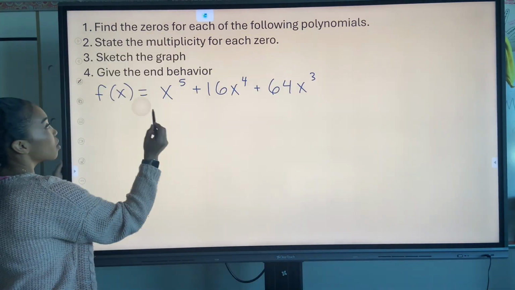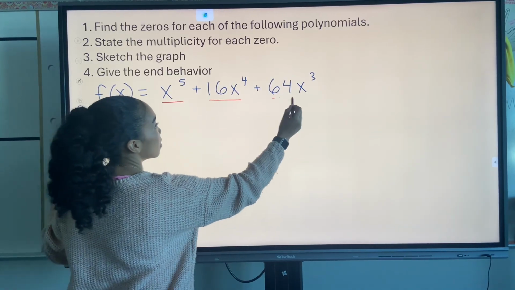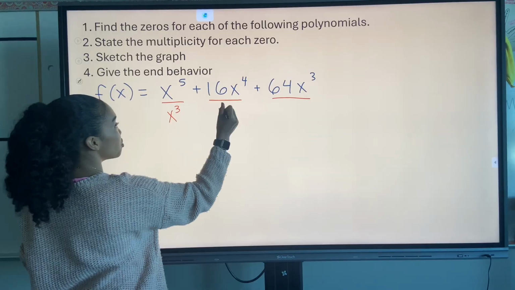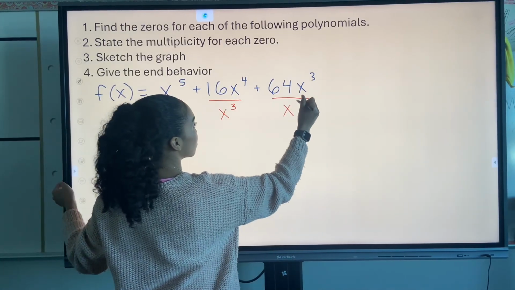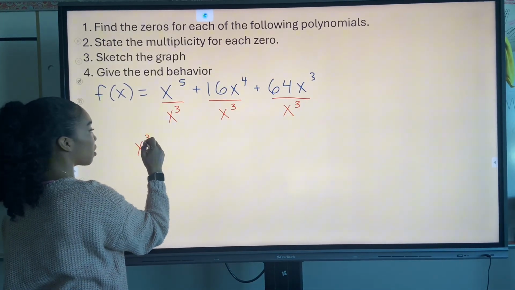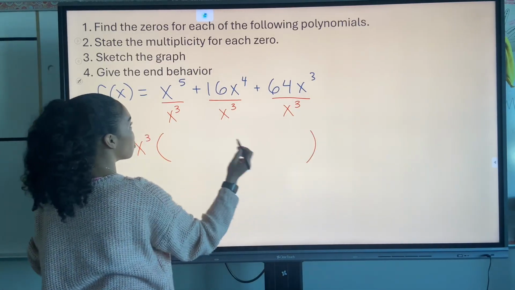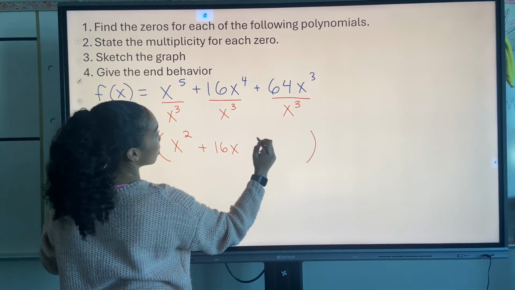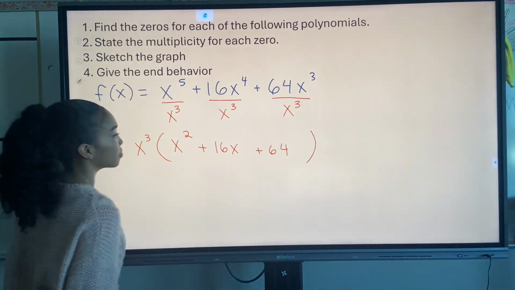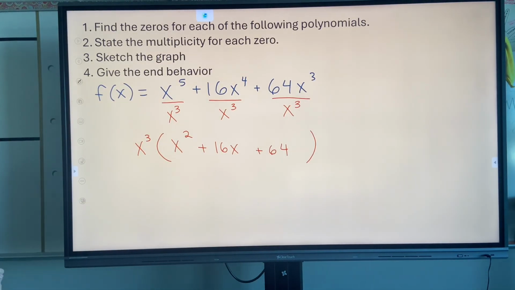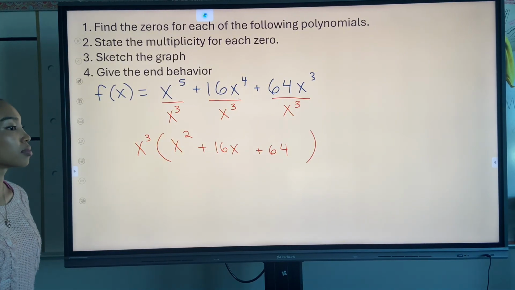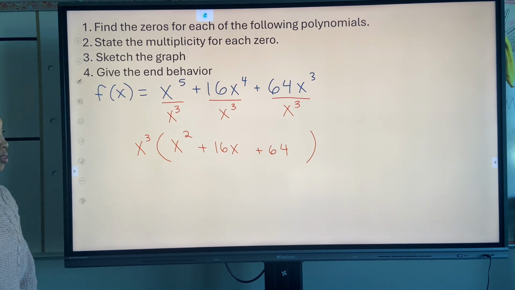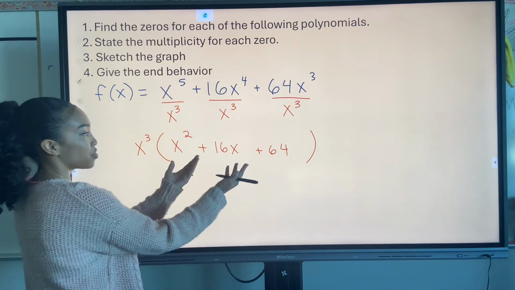So first, all of these, they at least have 3 x's. So I'm going to divide by x cubed. So x cubed will be on the outside, and I will be left with x squared plus 16x plus 64. Now all you have to do is factor.